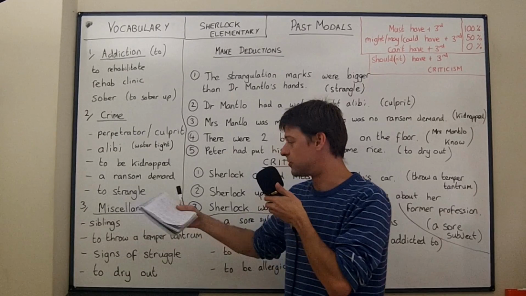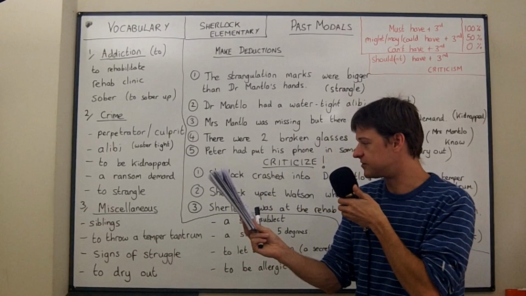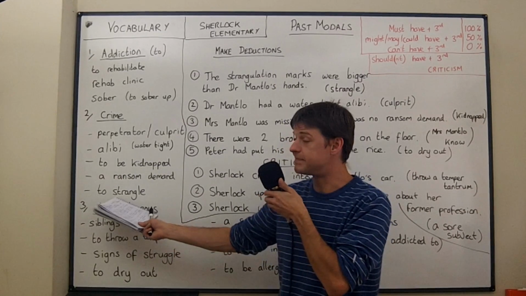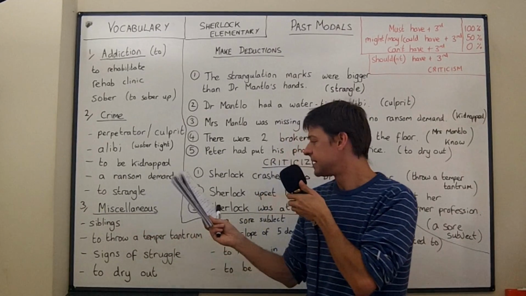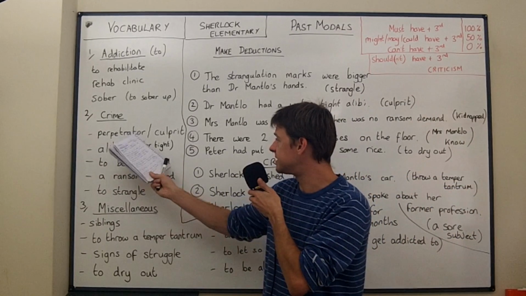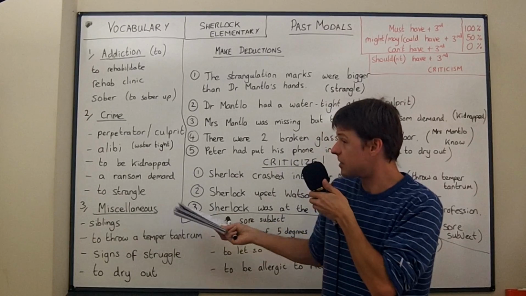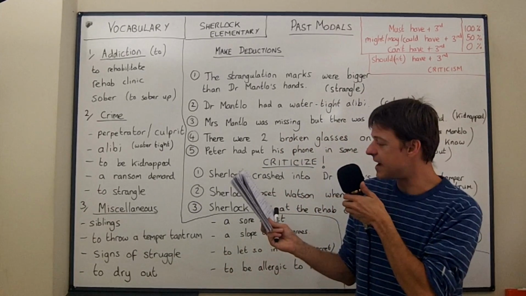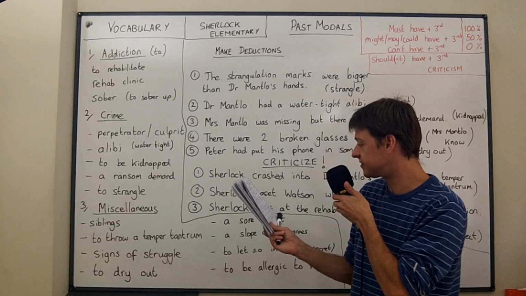Okay, so simple word. So answer these questions. Can you think of any famous kidnappings, or maybe any famous stranglers? If you can, can you even name the perpetrator or the culprit of this, or the culprits of this kidnapping or strangling? And can you remember how much the ransom demand was?